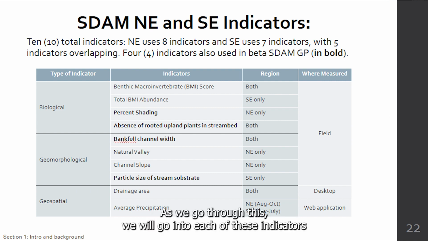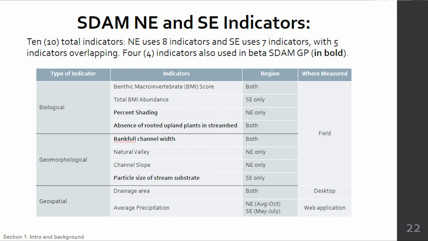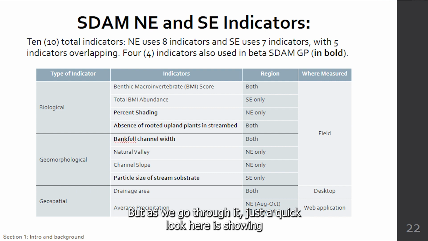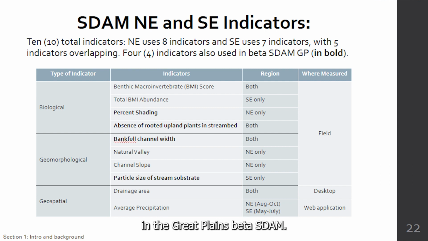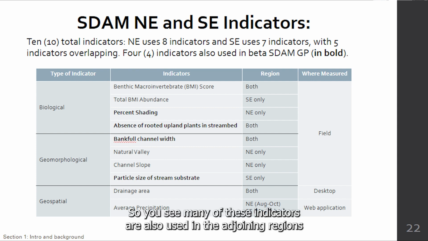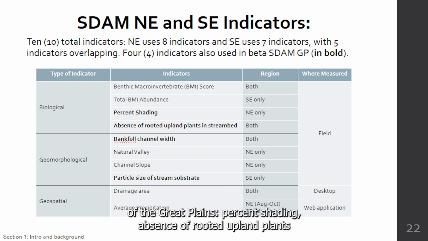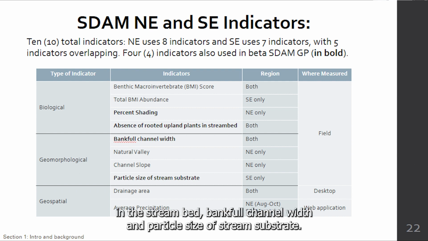As we go through this, we will go into each of these indicators and how to collect them, and what to look for in detail throughout this training. But as we go through it, just a quick look here is showing the bold ones are showing what was also included in the Great Plains Beta SDAM. So you'll see many of these indicators are also used in the adjoining regions of the Great Plains: percent shading, absence of rooted upland plants in the stream bed, bankfull channel width, and particle size of stream substrate.